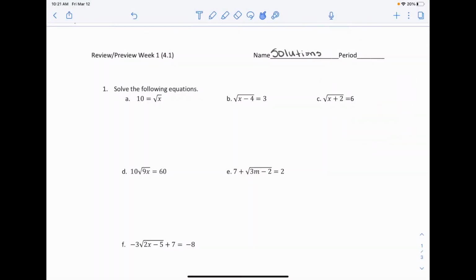Hi everyone, and welcome to the week 1 video where we're looking at the review preview for section 4.1, chapter 4 in our CPM book. We're going to start with solving the following equations.